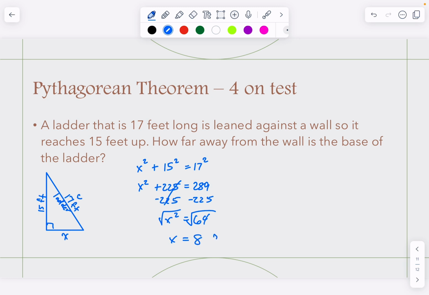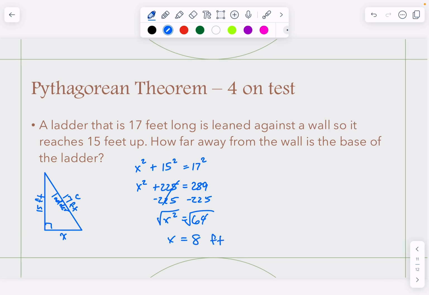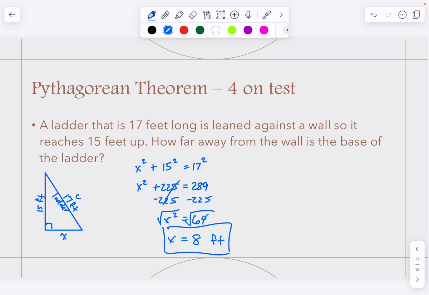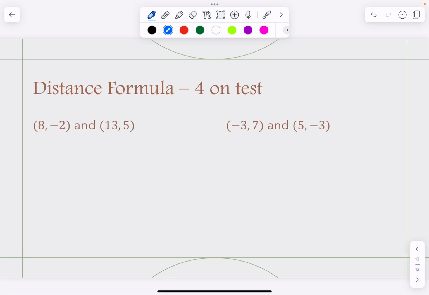So I end up with a whole number here. So my answer is simply a whole number. I don't have to worry about a radical or a decimal because it ended up a perfect answer. That will happen on your test from time to time, but you do have to look out for the possibility of simplifying a radical. Last section, distance formula. There will be 4 of these on the test as well.